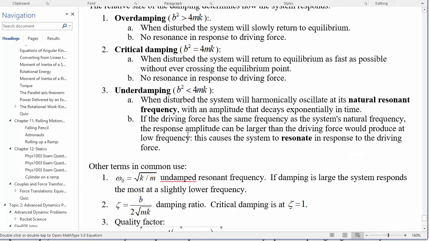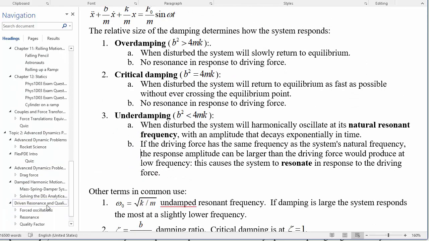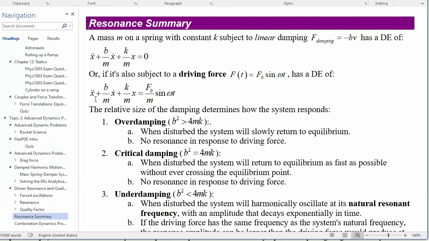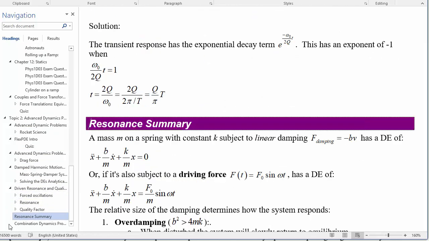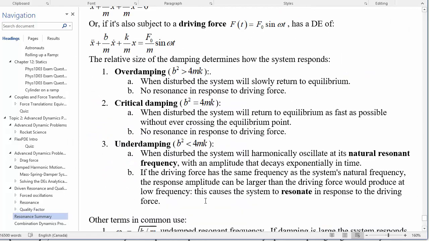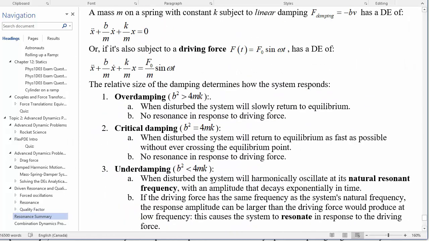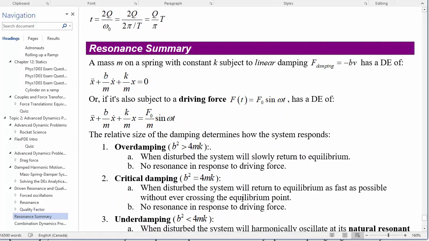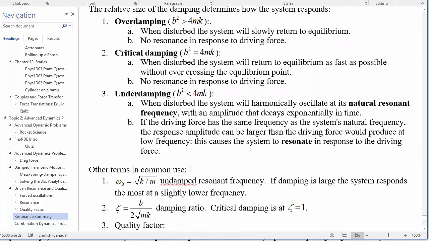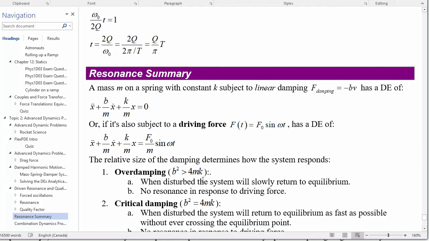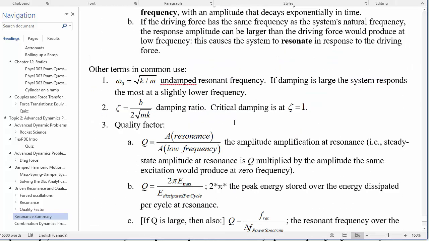Right, okay. So there's this handy section here called Resonant Summary that collects all the stuff we were talking about in all the resonance right up here. Check out the other videos if you haven't seen those for an intro to how resonance works and how mass spring systems work in the first place. The natural resonant frequency is omega naught is root K over M.